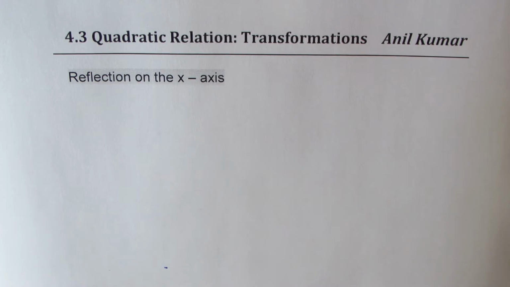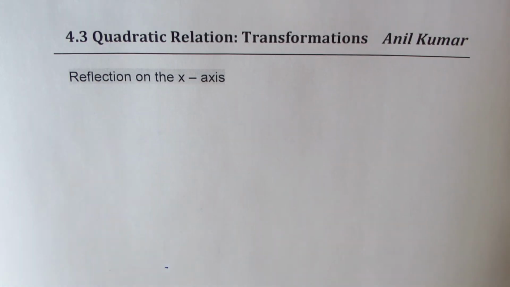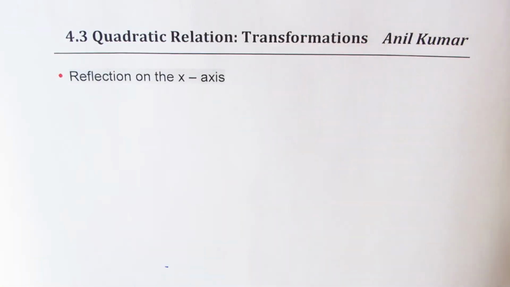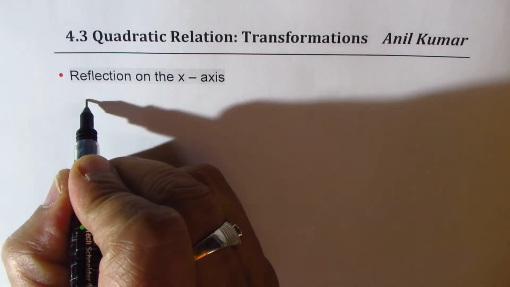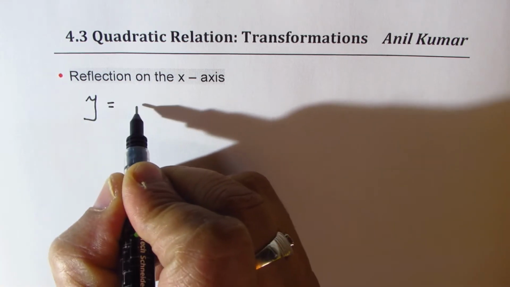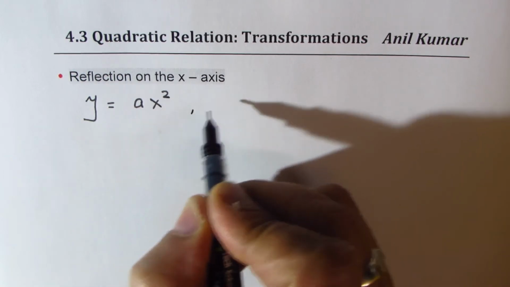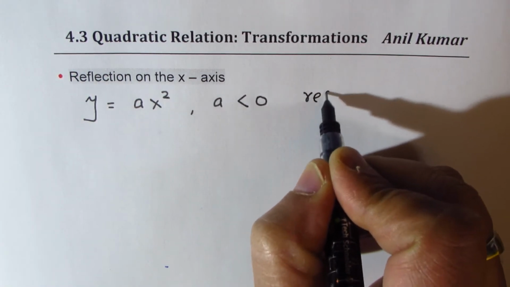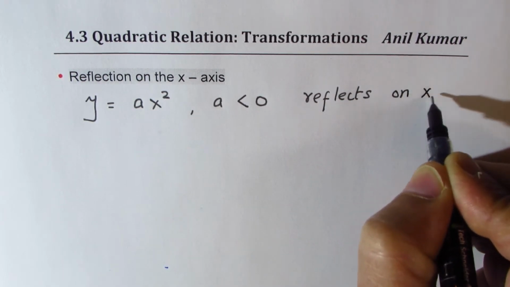Now let's look into each component of transformations. We'll talk about reflection on the x-axis. When will the graph of a quadratic function reflect on the x-axis? Whenever you have the equation y equals a x squared and the value of a is less than 0, then it reflects on the x-axis. Clear?